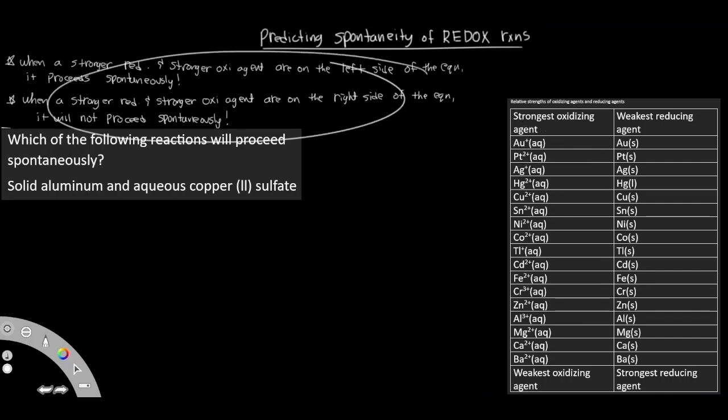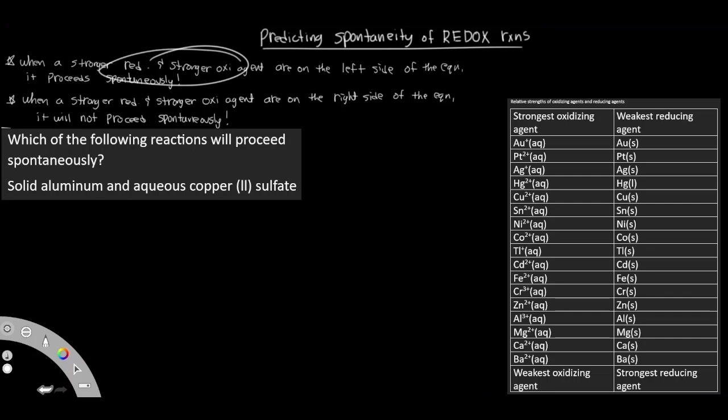And I also wanted to have this in reference on the side here on the top for a note about which side of the equation the stronger reducing and oxidizing agents need to be in order for you to determine if the reaction will proceed spontaneously or not.